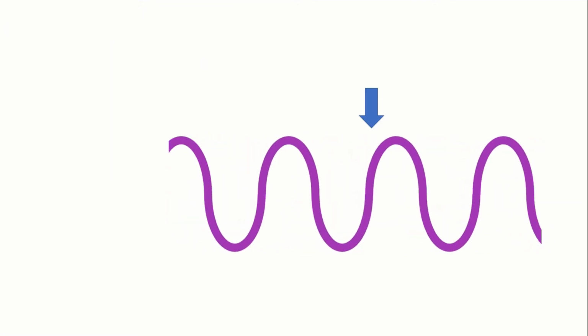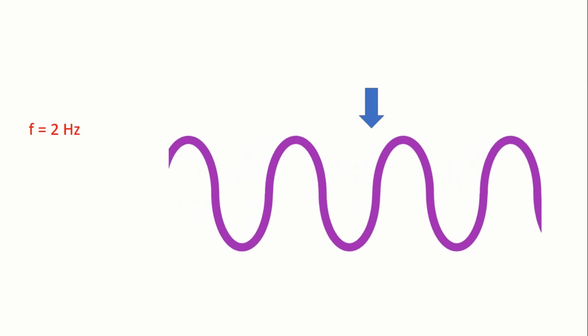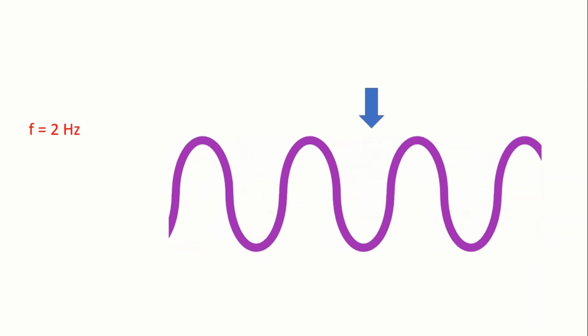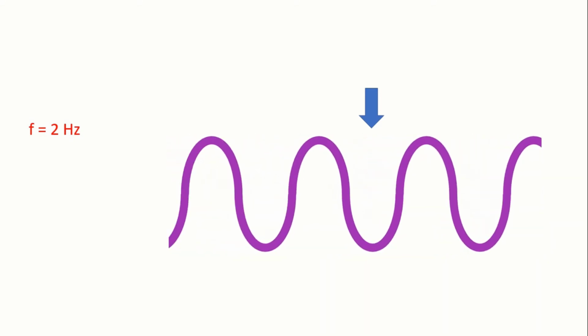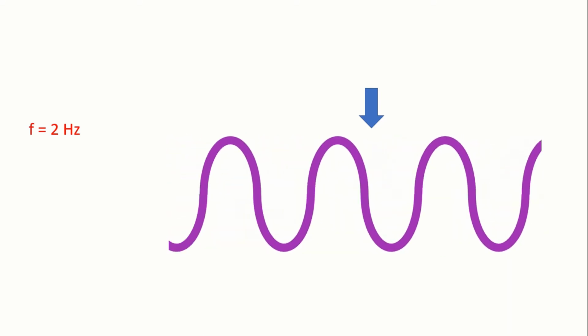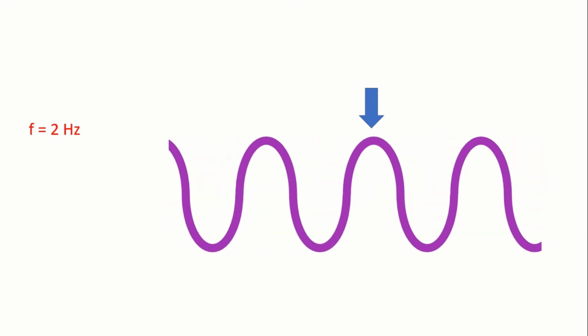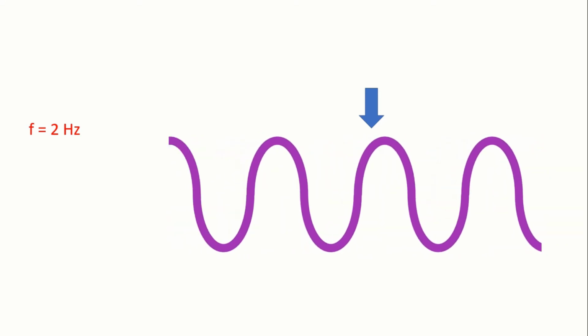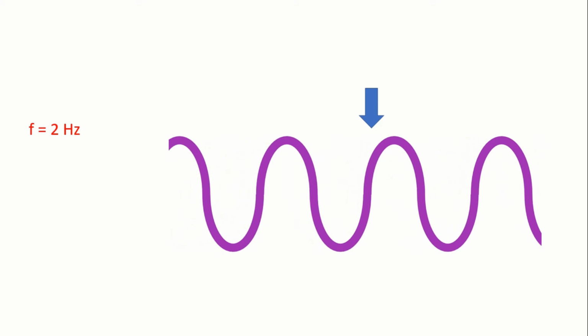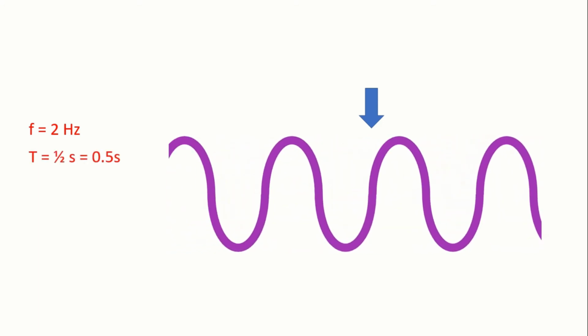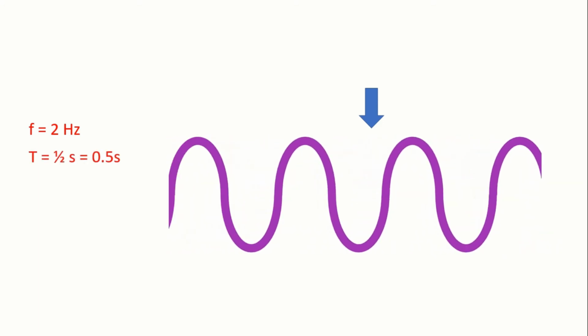Have a look at the wave train here. Let's say the waves had a frequency of 2 Hz. That would mean that 2 waves are passing the arrow per second. If you have a think about that, it would imply that a new wave passes the arrow every half a second. This is the period, 0.5 seconds.